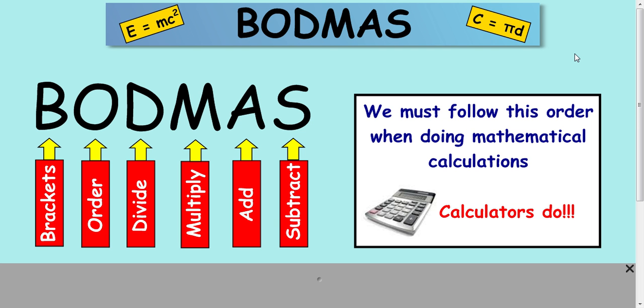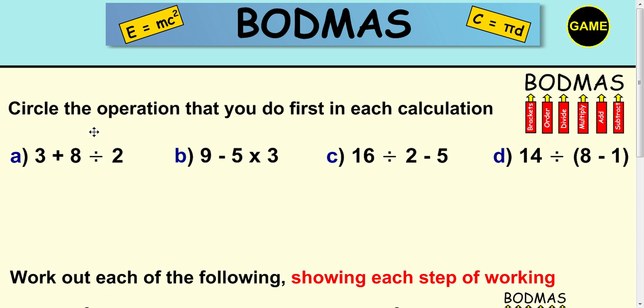So we can see that before anything else you do any bracket calculations. O stands for order, which is really powers or indices. D's divide, M's multiply, A's add, and S is subtract. So let's look at what this means. We have to circle the operation that you do first in each calculation.